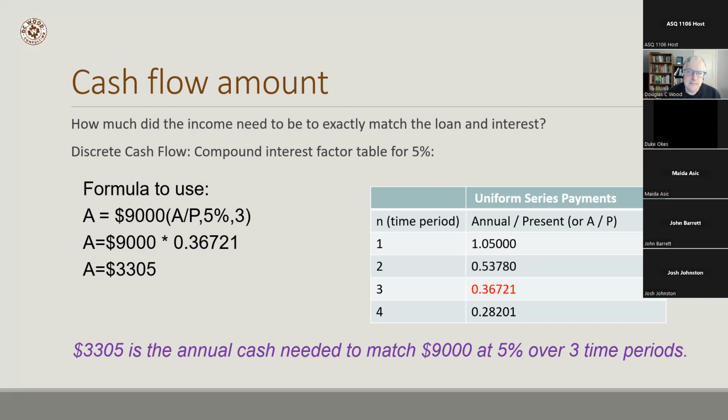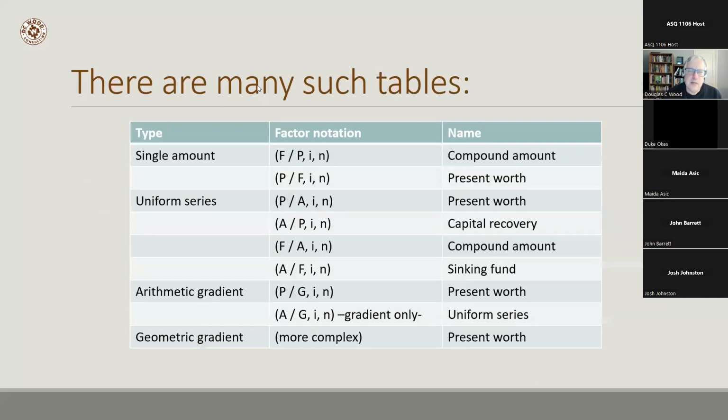Is that clear as mud? That's where the 3305 came from. There's many such tables, okay? They have tables for single amounts and uniform series, and they even have them for gradients. In other words, each year it increases by an amount. Or maybe there's a geometric gradient. Each year it increases by a multiplied amount, okay?